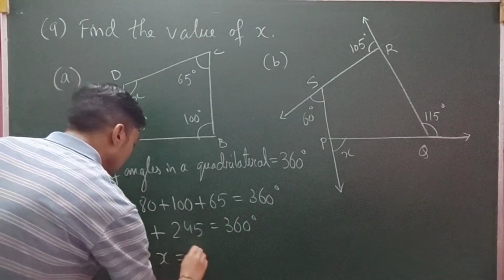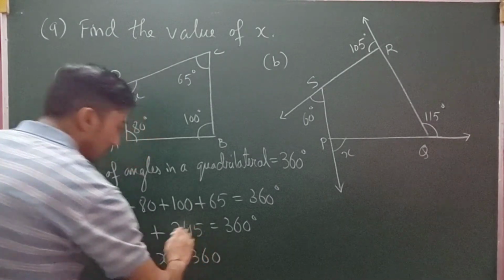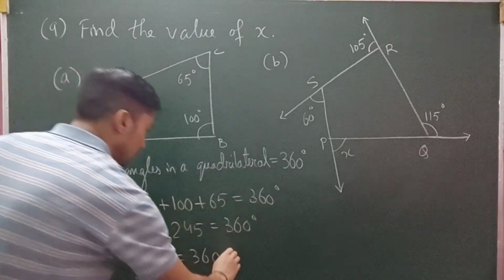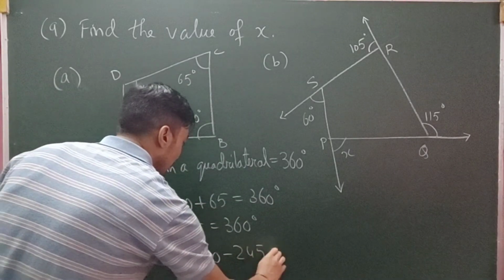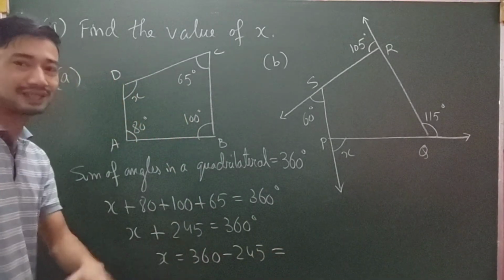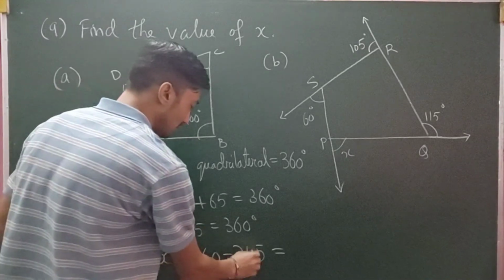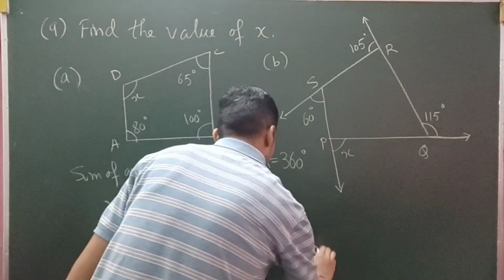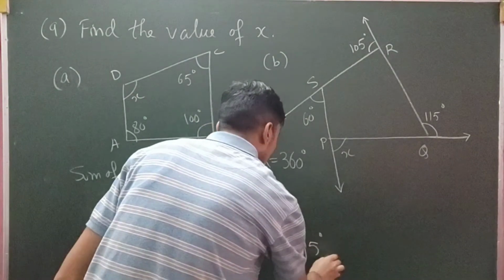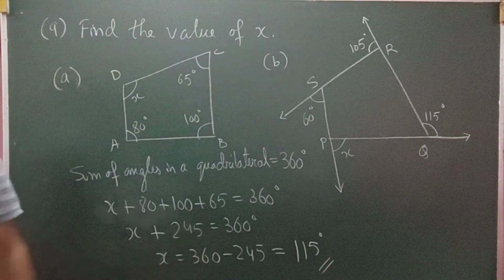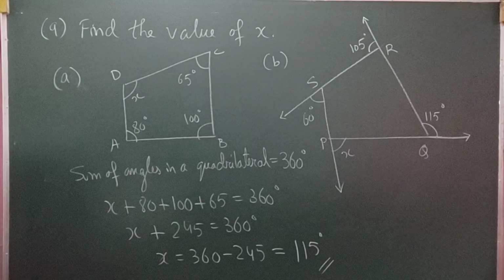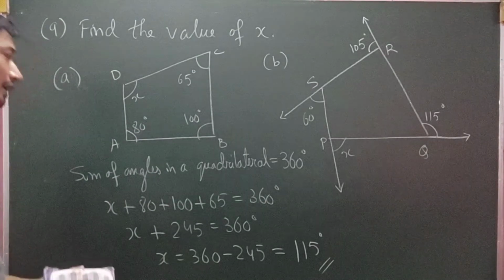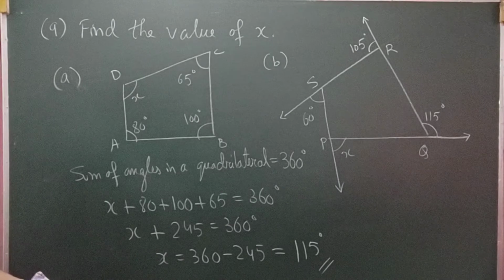So x equal to 360 minus 245. I'll take it to the other side, minus 245. If we just subtract, I think subtraction you know, so I'm not going to show you all those subtraction details. So this will be 5, 4, 5, 1. So 115 degrees. Simple as that. 115 degree. Okay? Okay?